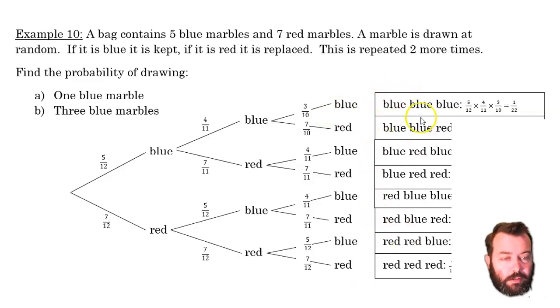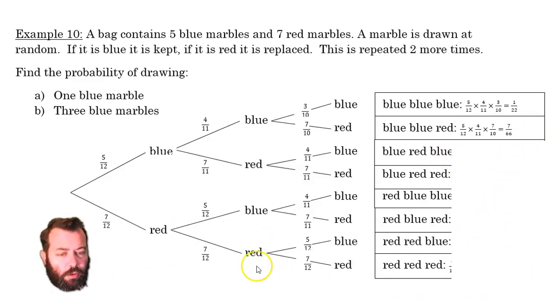Each of these events, because there are some conditions applied. So blue, blue, blue is 5 in 12, 4 in 11, 3 in 10. We multiply those together and simplify, get 1 in 22. To draw a blue, then a red, it'll be 5 in 12 times 4 in 11 times 7 on 10. And that simplifies to 7 on 66.